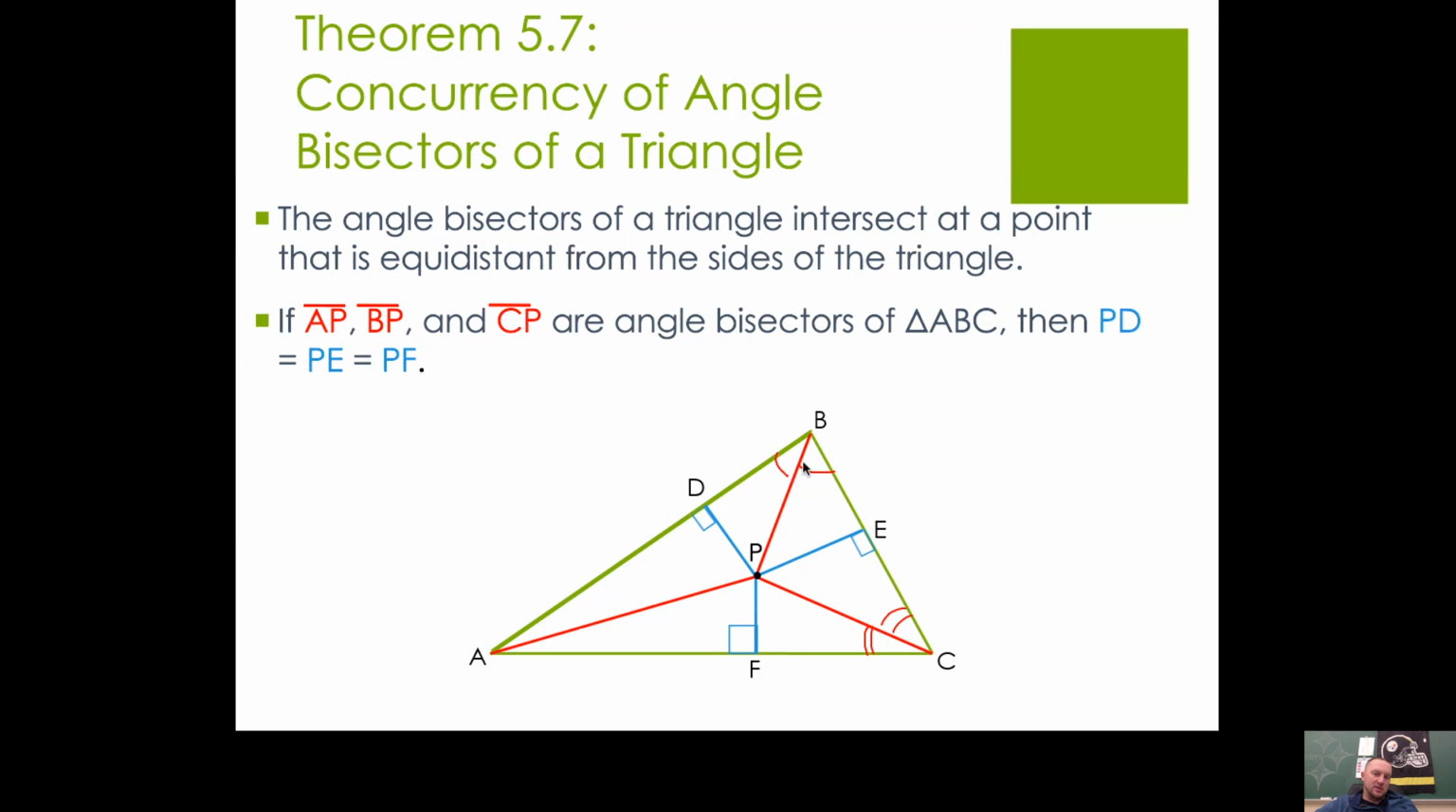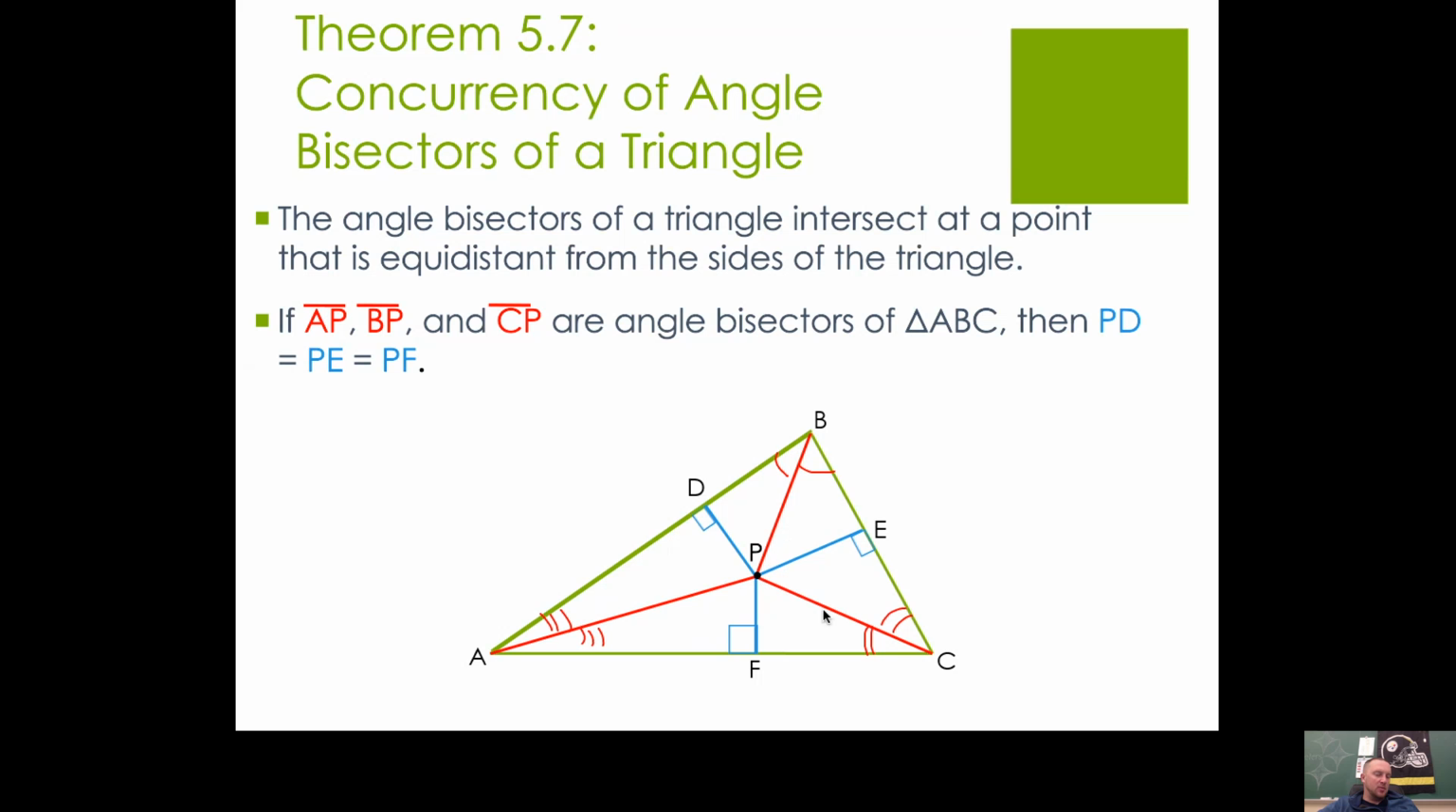Now, these angles obviously don't have to match those, but these need to match each other to be an angle bisector. Same thing with this angle over here. Now, just like we saw in previous sections, these red segments that are angle bisectors, they're concurrent. They're going to touch at this point P.